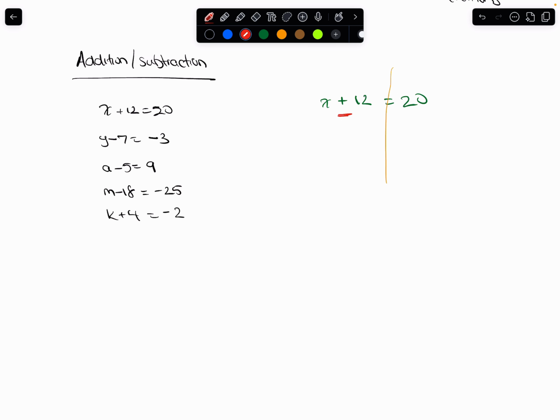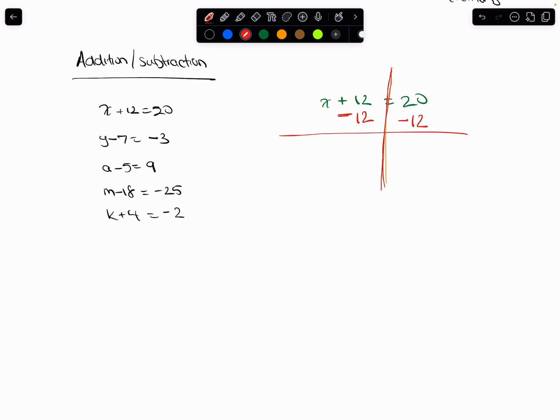So to get the x by itself, I have to move the 12, but how would I move it? I would subtract 12. But whatever I do to one side of the equation, because like I drew a line, the line is meant to show that there's two parts to it. Whatever I do to one side, I must also do to the other side.